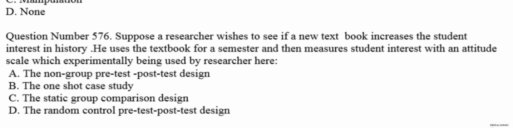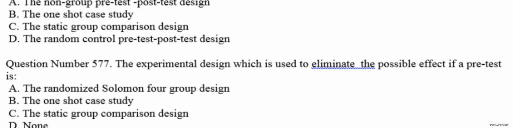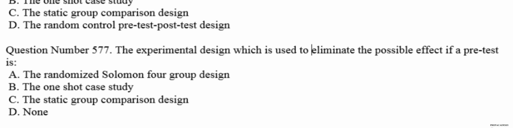Question number 576. Suppose a researcher wishes to see if a new textbook increases student interest in history. He uses the textbook for a semester and then measures student interest with an attitude scale. Which experimental design is being used by the researcher here? A. The non-group pre-test post-test design. B. The one-shot case study. C. The static group comparison design. D. The random control pre-test post-test design. The correct answer is option B. The one-shot case study.